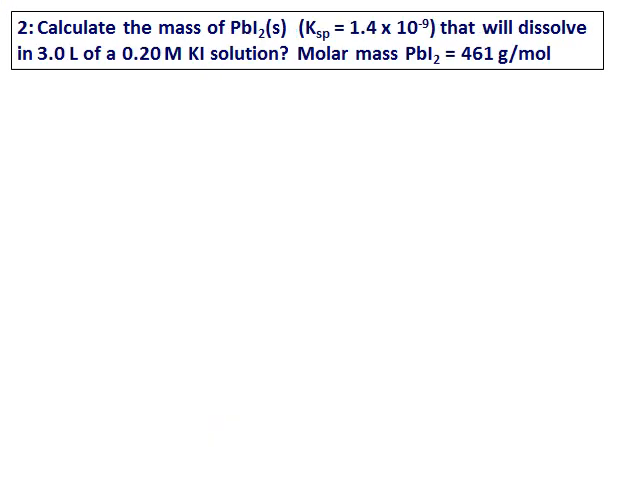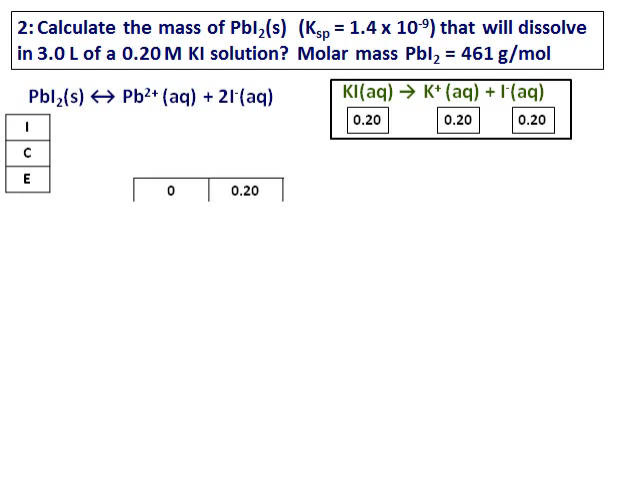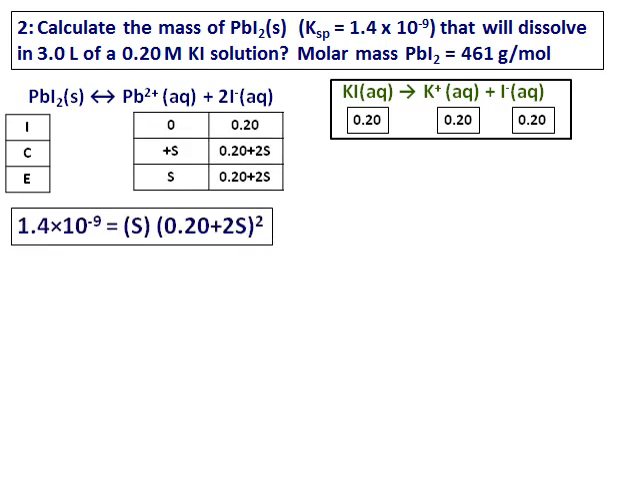Calculate the mass of PbI2, solubility product is given, that will dissolve in 3 liters of 0.20 molar potassium iodide solution. Molar mass of PbI2 is also given. So the difference between this question and the previous question is, in this case we are dissolving the salt in a common ion solution, potassium iodide. Therefore, the concentration contribution from potassium iodide will also be there. Potassium iodide will ionize as potassium ion and iodide ion, and therefore the concentration of iodide from potassium iodide will be 0.20. So when you construct the ICE table, put the concentration of iodide as 0.20 and not 0, and calculate the change and the equilibrium concentration.